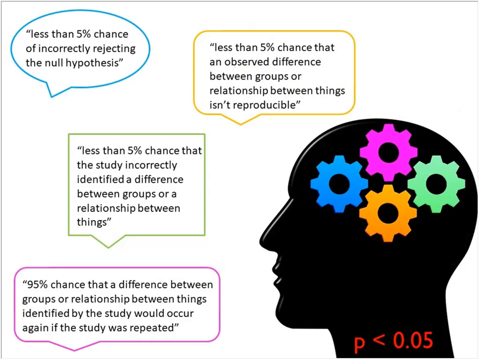When we're teaching our courses here through the Value Institute, we've gotten good at looking at all the different ways that you can describe this. It's really a function of whether you need to be technical and use terms like less than a 5% chance of incorrectly rejecting the null hypothesis. Or you can look at it from the perspective that there's a less than 5% chance that an observed difference between groups or relationship between things isn't reproducible, or that there's a less than 5% chance that the study incorrectly identified a difference between things or groups. And if you take the inverse, it can also be described as a 95% chance that a difference between groups or a relationship between things identified in a study would occur again if the study was repeated.